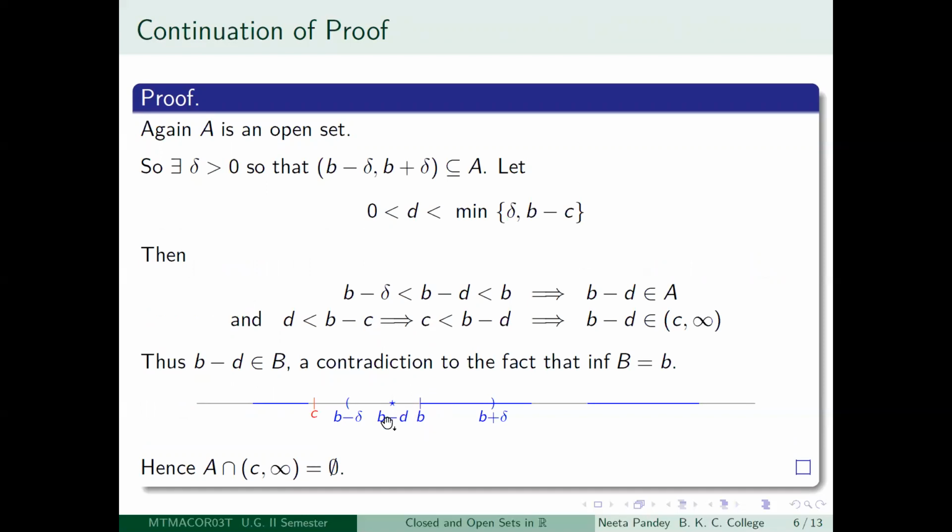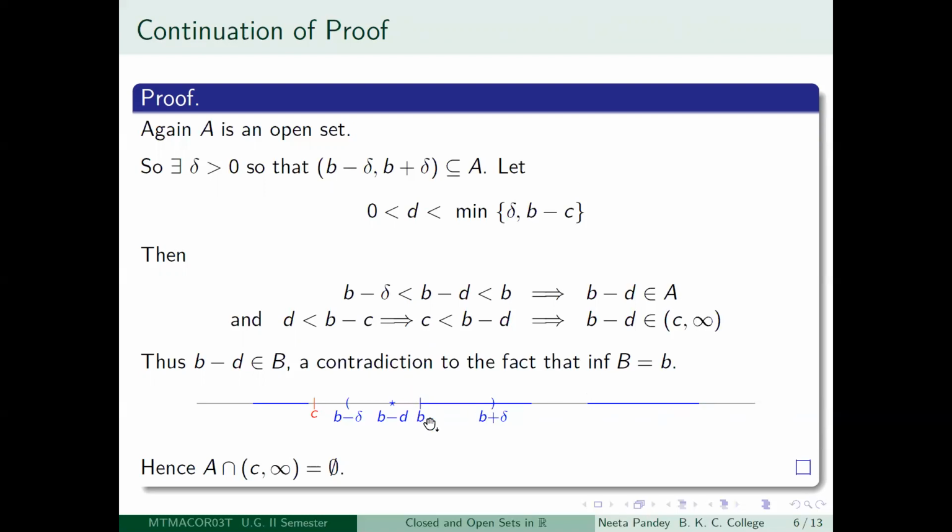Forget about these things, I'll tell you what this is. So you had this C which is not in A. There is some portion of A maybe on the left of C. Right now we are not bothered with that. And you have b, which is the greatest lower bound of capital B and which is an element of capital B. So you have this point here, and from here onwards you have some portions of capital A sitting on the right of C.